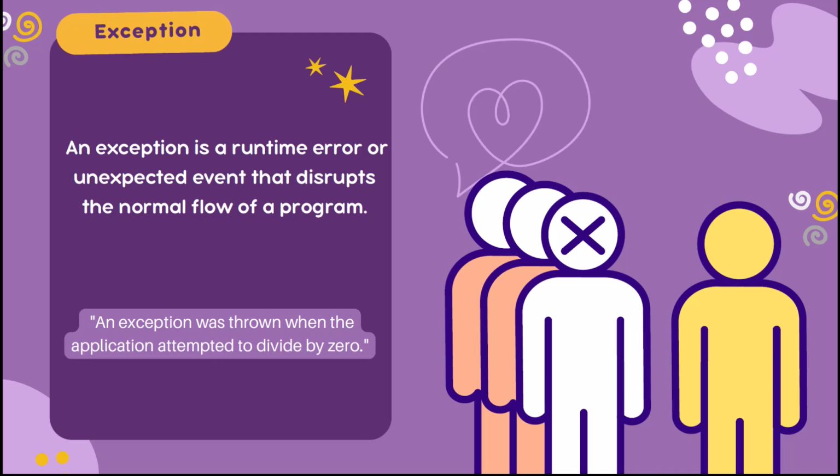Exception. An exception is a runtime error or unexpected event that disrupts the normal flow of a program. Example: an exception was thrown when the application attempted to divide by 0.